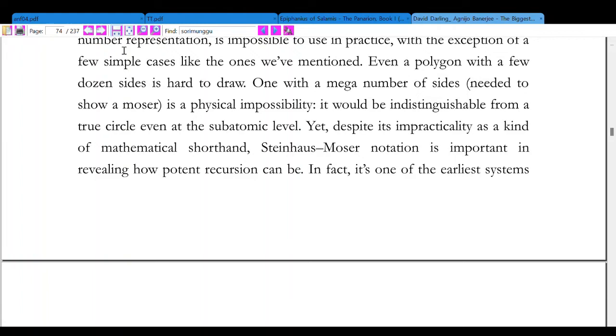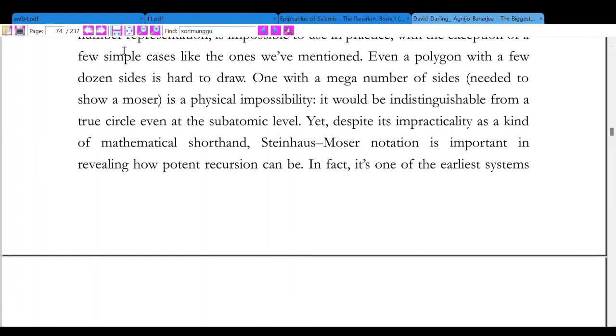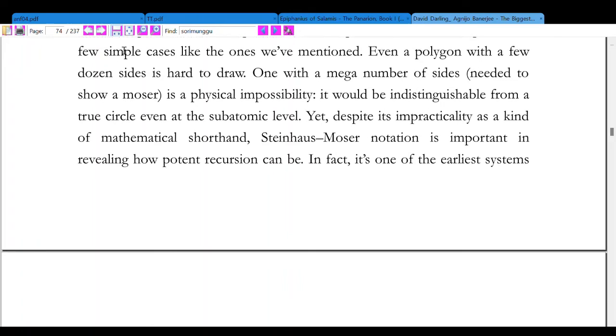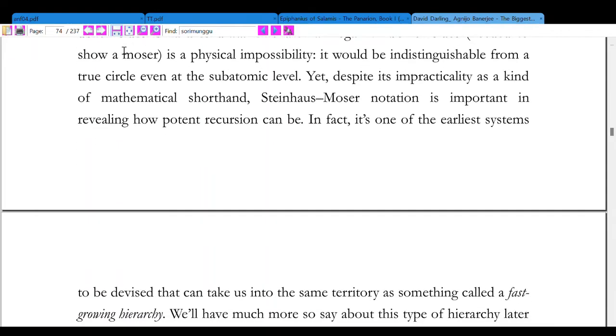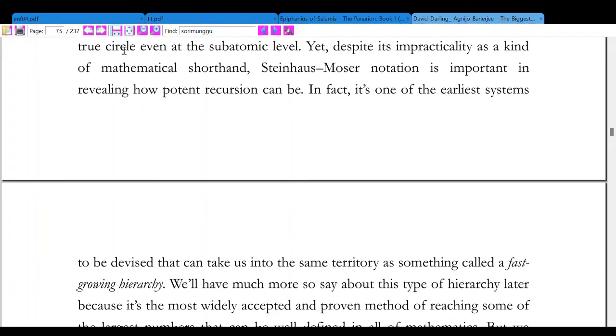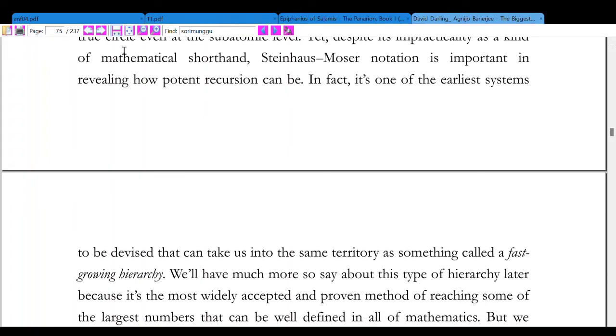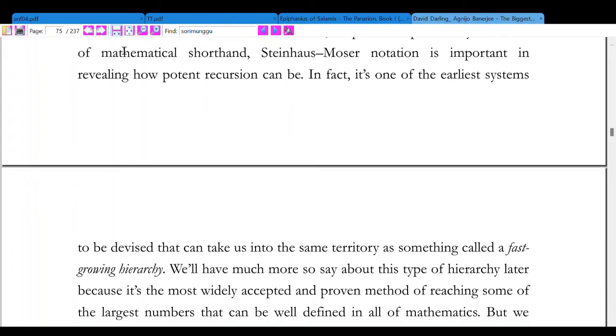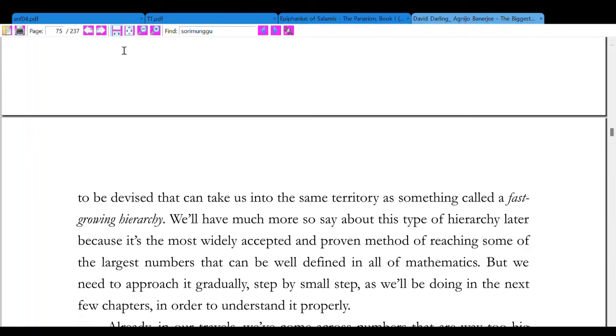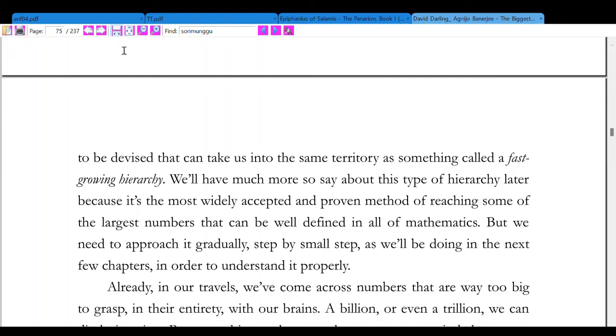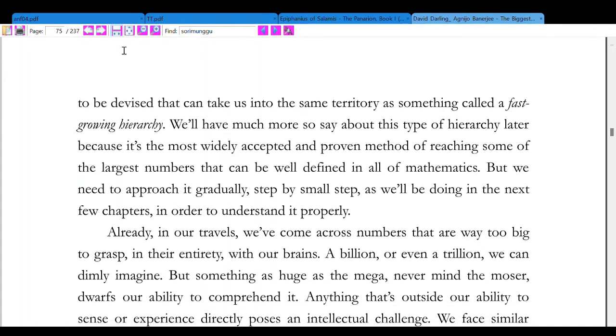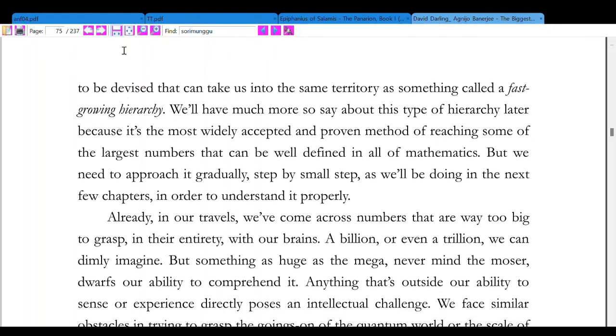Yet, despite its impracticality, as a kind of mathematical shorthand, Steinhaus-Moser notation is important in revealing how potent recursion can be. In fact, it's one of the earliest systems to be devised that can take us into the same territory as something called the fast-growing hierarchy.